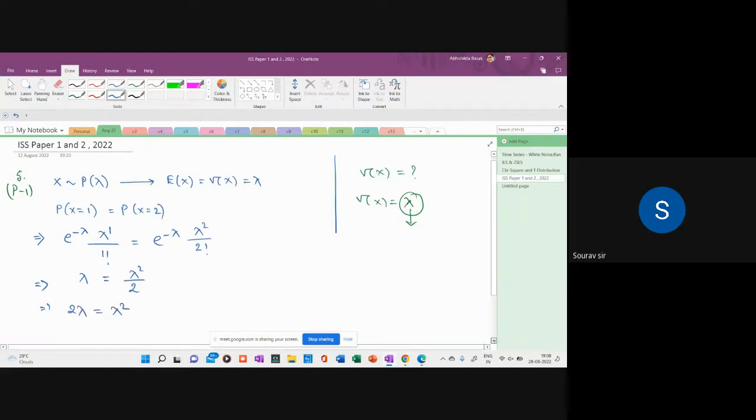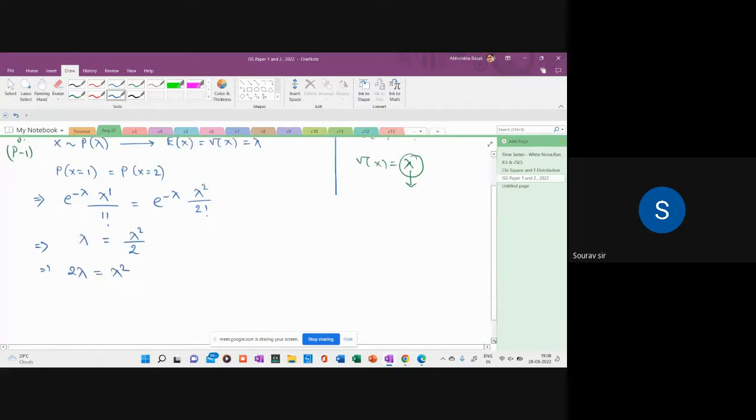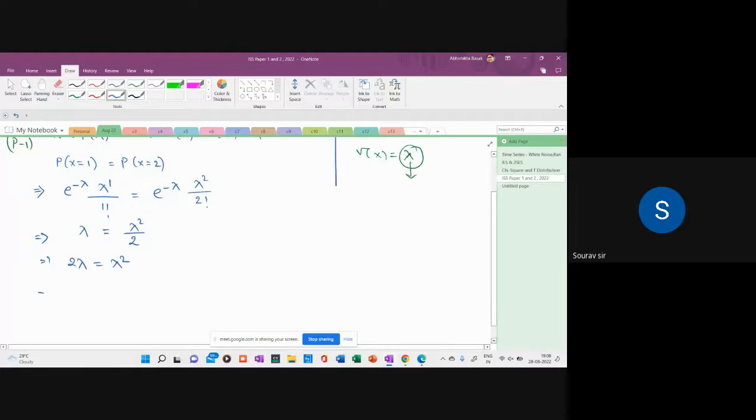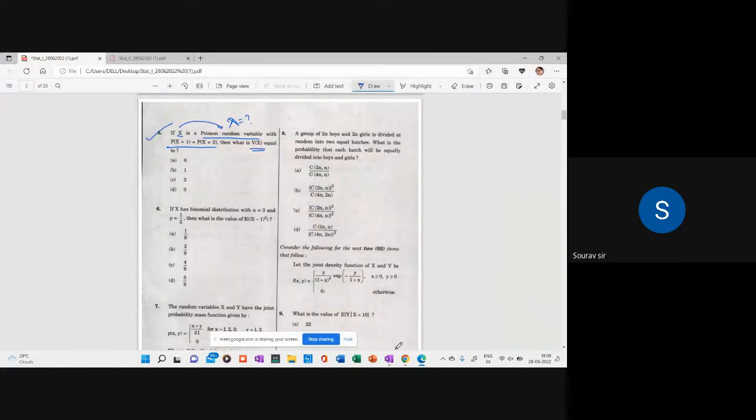We also assume that the parameter lambda is greater than 0 for any Poisson distribution. So we can cancel one lambda. Basically lambda is equal to 2. So the variance of X is actually equal to 2. This is my answer, that variance of X is equal to 2. Let us check with the options. Yes, option C is the correct option. So we are done with question number 5 of paper 1.